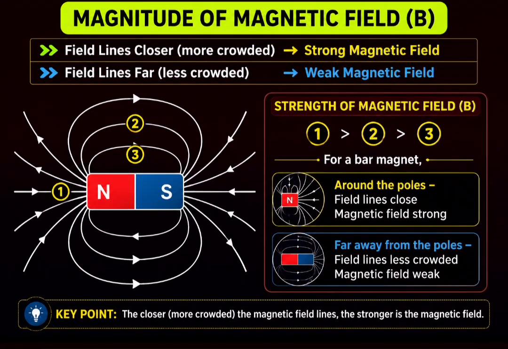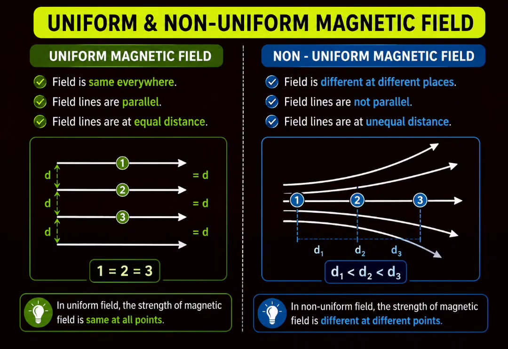Now, let's learn about uniform and non-uniform magnetic field. A uniform magnetic field is a field in which the strength and direction are the same at every point. In a uniform field, magnetic field lines are parallel and equally spaced from each other. For example, when field lines are straight, parallel and at equal distance, the magnetic field is uniform.